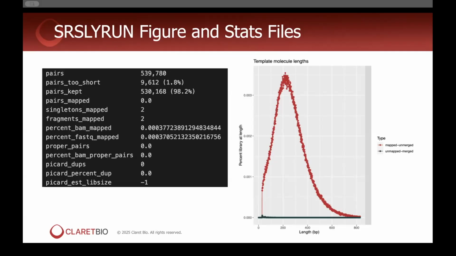And so in this case, we see a very high mapping. This is generated from E. coli data. You can see that it's genomic E. coli data, so it's just this big, nice curve. And you can see the amount of the library at each length.